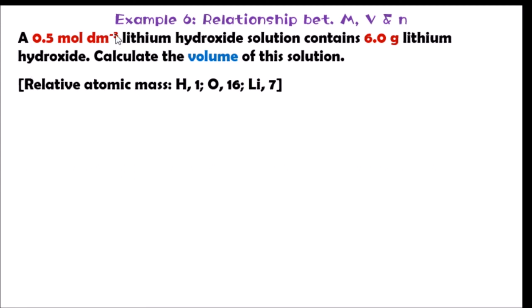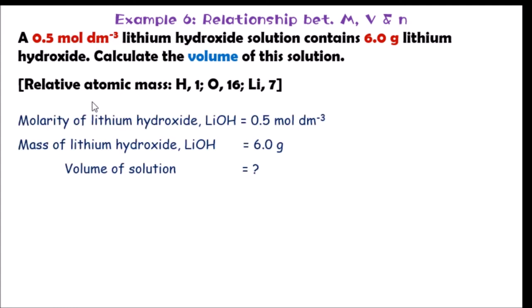So, what is this? Can you answer me? What is this 0.5 mole per dm cube? Okay, good job. It is molarity. Molarity of lithium hydroxide, 0.5 mole per dm cube. So you write down the information you have. You have molarity is 0.5 mole per dm cube. Mass of the lithium hydroxide is 6.0 gram. So you need to find the volume of the solution.